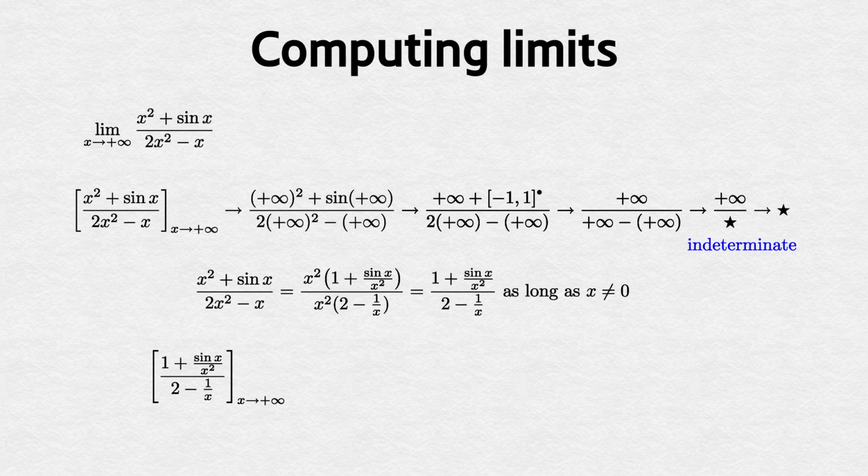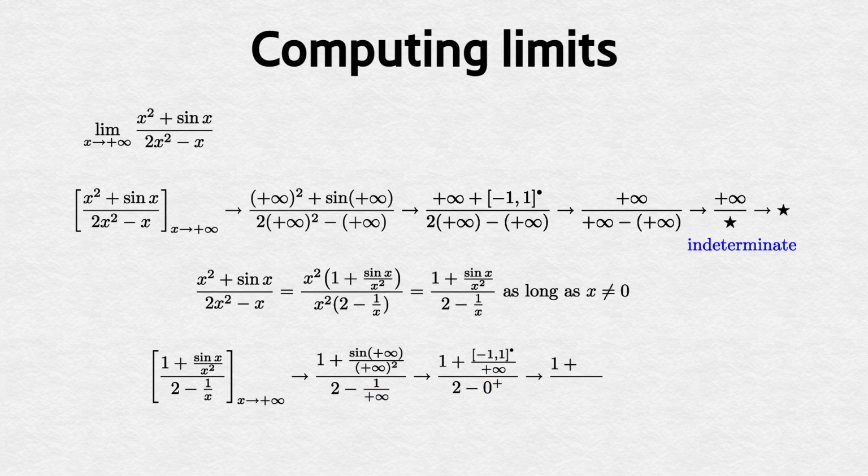Starting over, 1 plus sine of x over x squared over 2 minus 1 over x when x goes to positive infinity fits into 1 plus sine of positive infinity over positive infinity squared over 2 minus 1 over positive infinity. Again, the sine of positive infinity gives us the closed interval negative 1, 1. Positive infinity squared gives us positive infinity, and 1 over positive infinity gives us 0 plus.